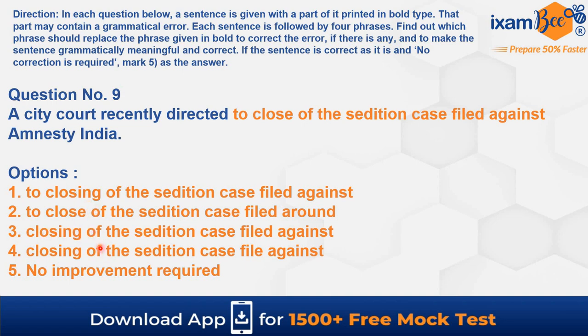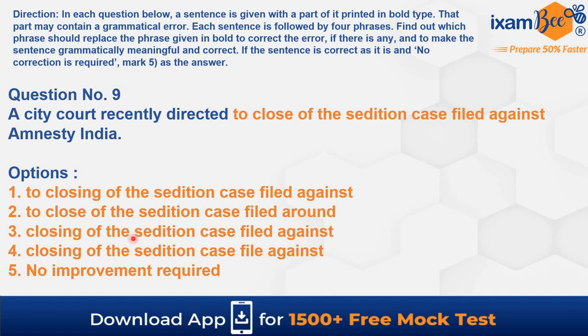Now see, we have two options, 3 and 4. This can be done in two ways. Either you say to close the sedition case, right? Or, you see in the options 3 and 4, there is not an infinitive form of the verb. There is closing, right? Closing, continuous form. So closing what? Closing of the sedition case.